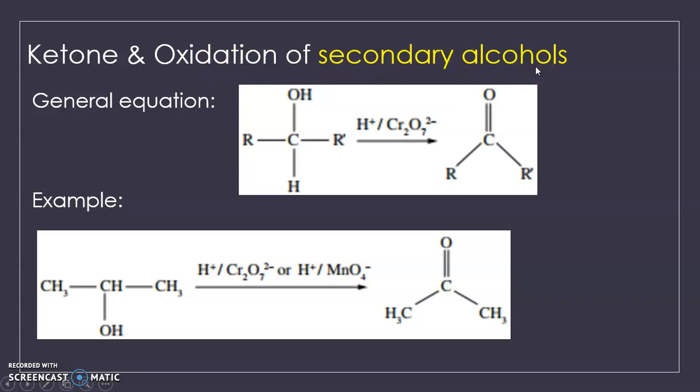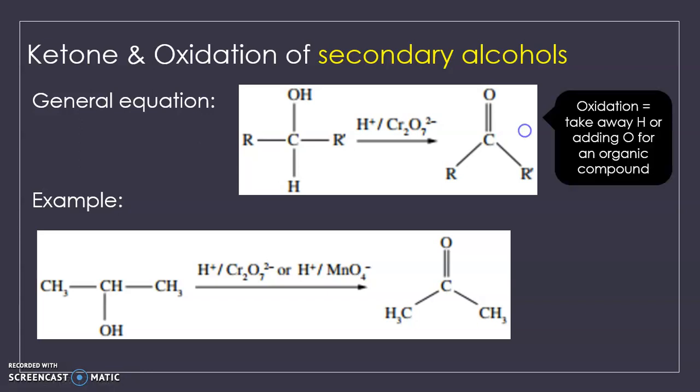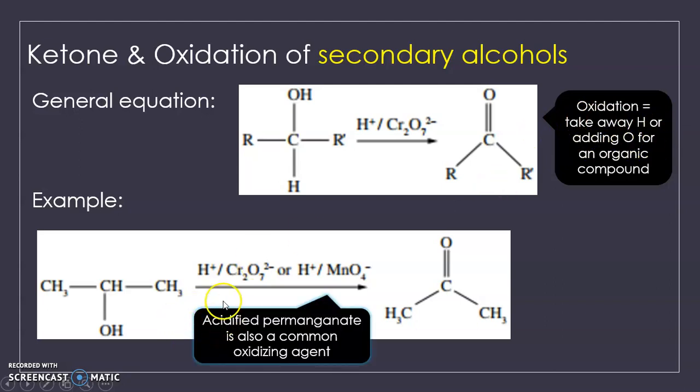That's why we need to distinguish between primary, secondary, and tertiary alcohols. Because when the hydroxyl group is in the middle of the chain, the carbon only has one extra hydrogen connected to it. Under the same conditions, going through oxidation, it will only become a ketone. And ketone is a rather stable compound. It does not normally react further with other compounds. Okay? The oxidation of organic compounds can be interpreted as taking away hydrogen or adding oxygen. Sometimes we also use acidified permanganate as an oxidizing agent.